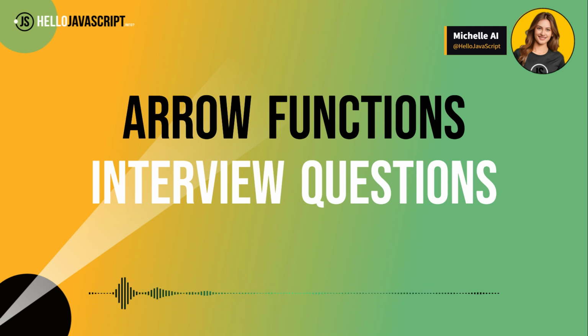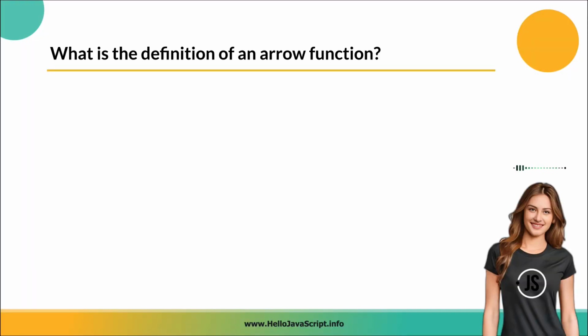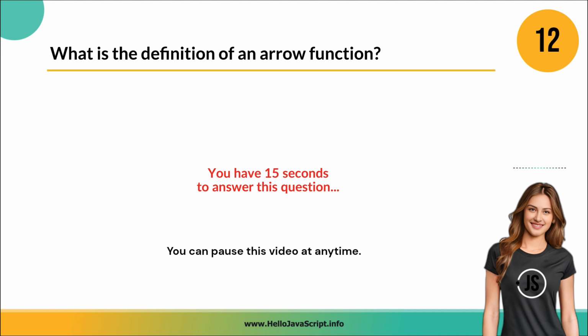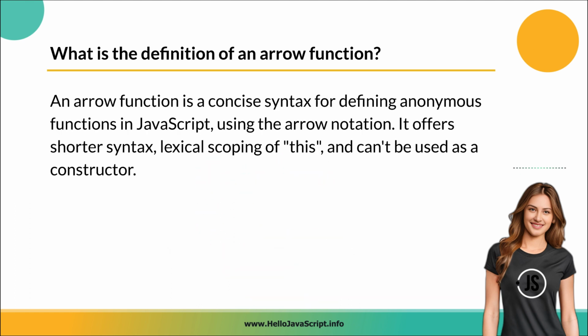So, let's get started with the first question. What is the definition of an arrow function? Here is the interview response. An arrow function is a concise syntax for defining anonymous functions in JavaScript using the arrow notation. It offers shorter syntax, lexical scoping of this, and can't be used as a constructor.